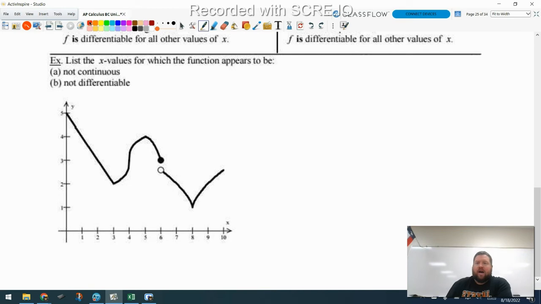I'm going to tackle the not continuous first. For continuity, I'm looking for vertical asymptotes, I'm looking for jumps, and I'm looking for holes. I don't see any holes. I see a jump right there, so x equals 6. And that's it.